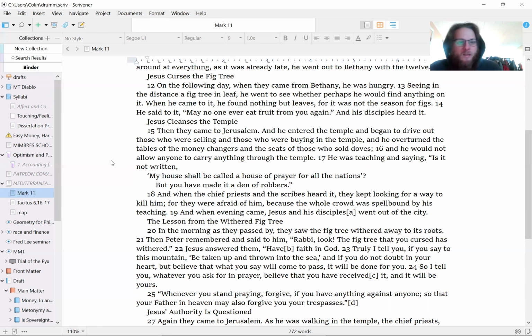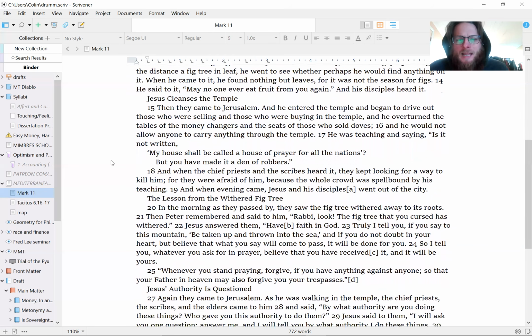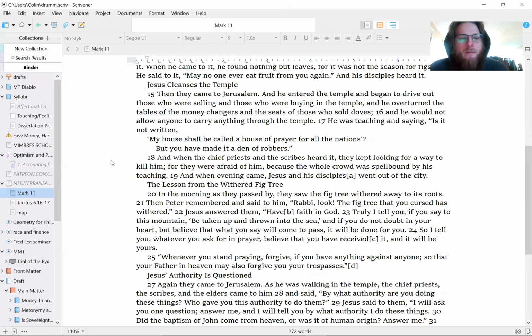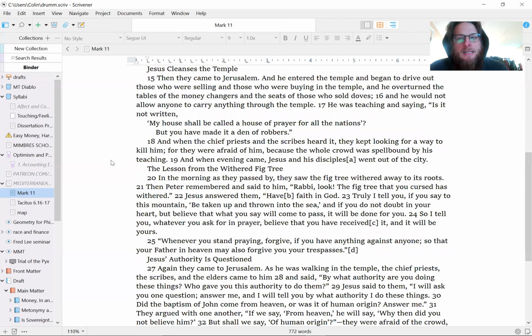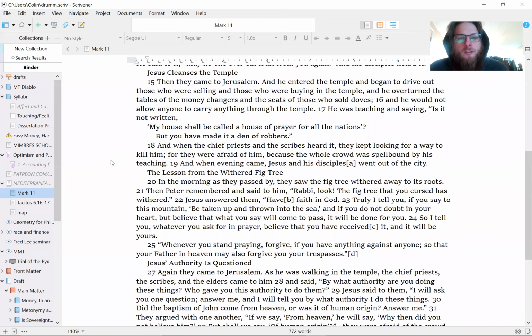So then they came to Jerusalem. As he entered the temple and began to drive out those who were selling and those who were buying in the temple, and he overturned the tables of the money changers and the seats of those who sold doves, and he would not allow anyone to carry anything through the temple. He was teaching and saying, "Is it not written, 'My house shall be called a house of prayer for all the nations,' but you have made it a den of robbers." Okay? This is a reference to Isaiah.